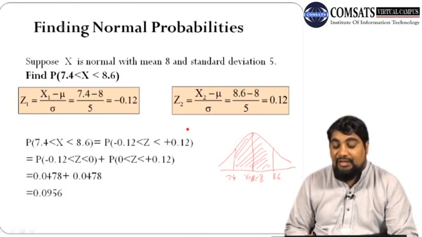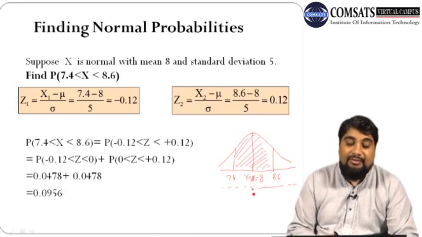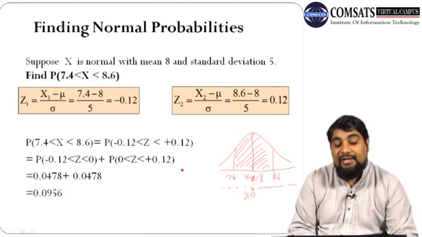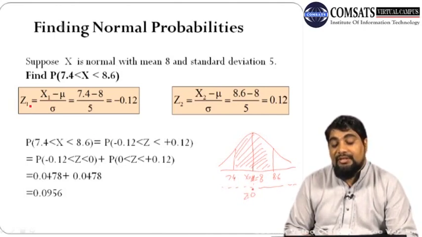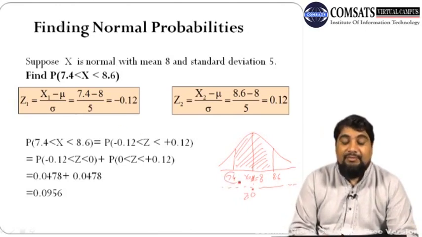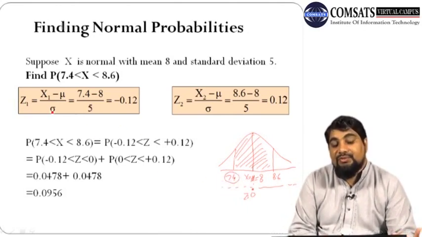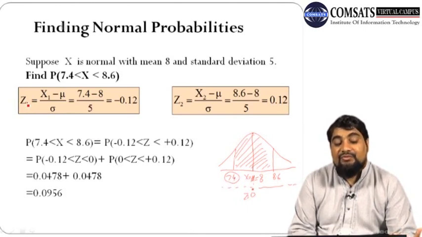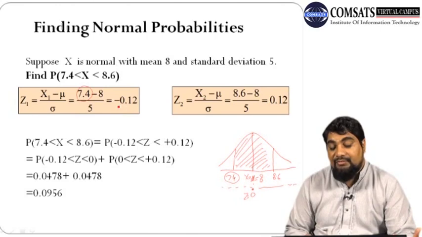So the next step is to calculate the z values. Corresponding to this 8, the z value is 0. So we can use this formula. In order to convert this 7.4 into a z value, I'm using the same formula. So z is x minus mu over sigma. I'm labeling this value as x1. So z1 will be x1 minus mu over sigma, where x1 is 7.4 minus mu 8 divided by sigma 5, we get minus 0.12. So corresponding to this value we have minus 0.12.